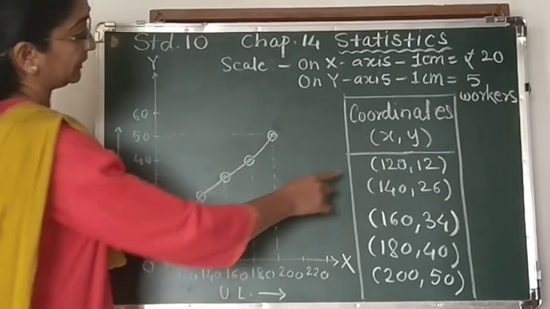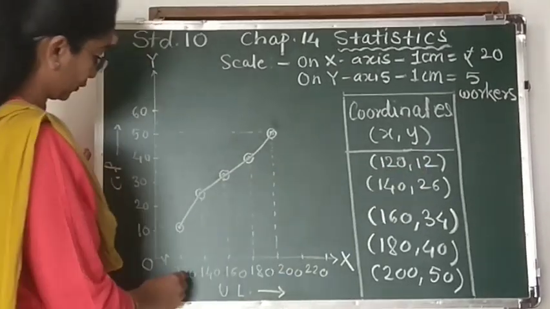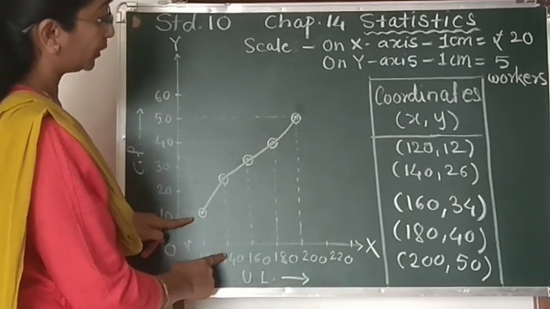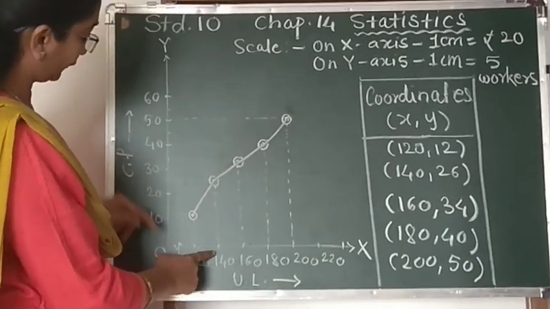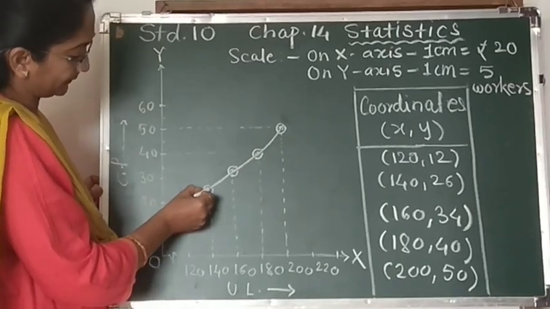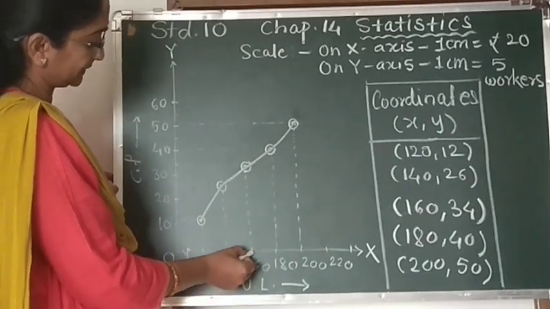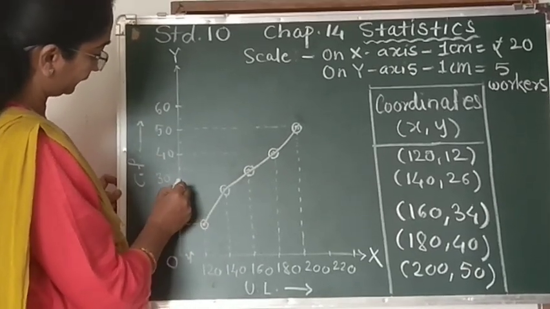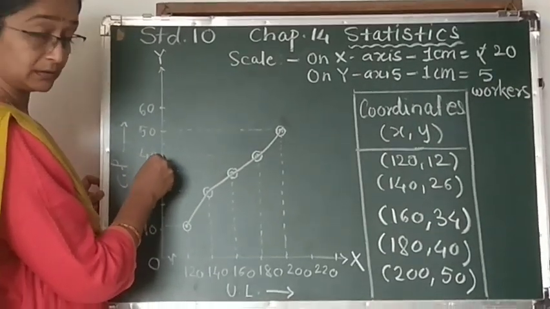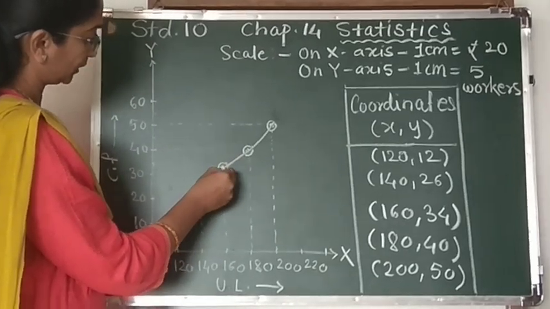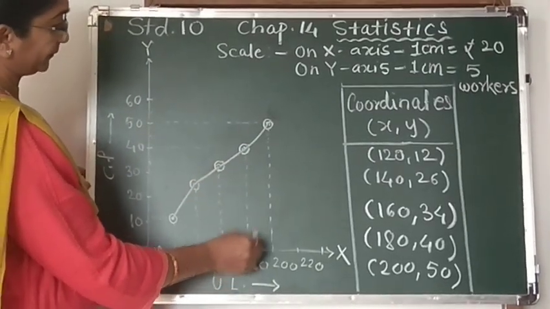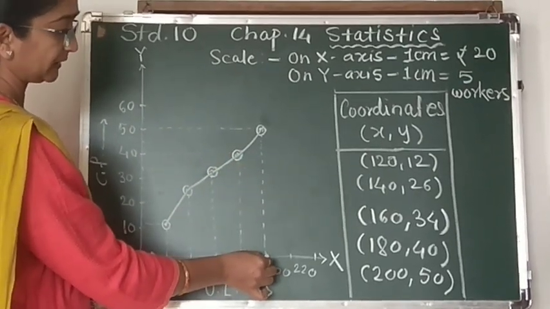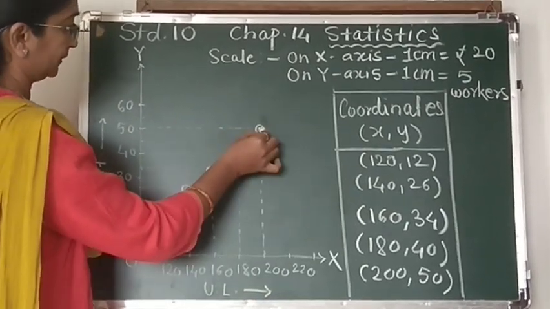Now first point is 120, 12. This is the first point. Then 140, 26 is the second point. Then 160, 34. After 34 lines, you have to plot the point here. Then 180, 40. And last point is 250 here.